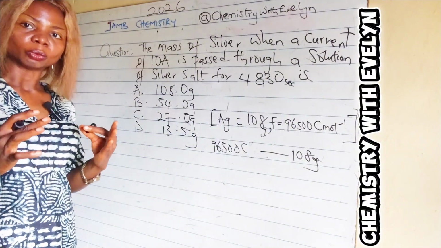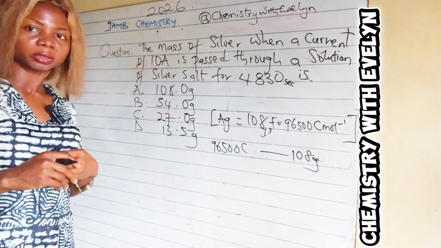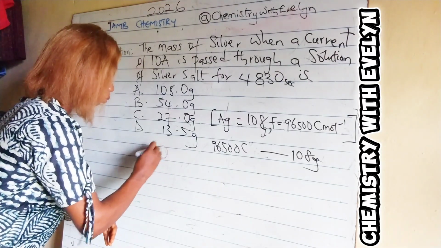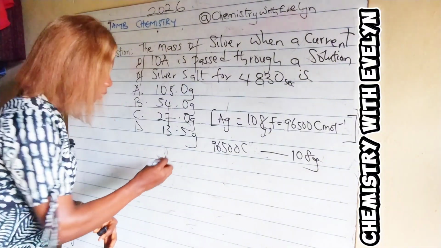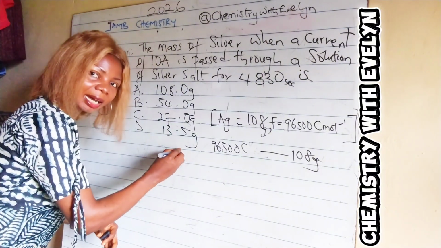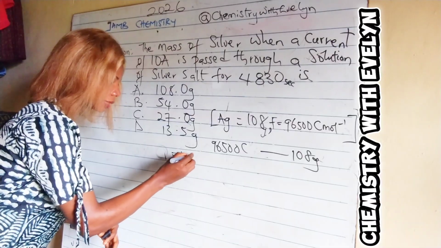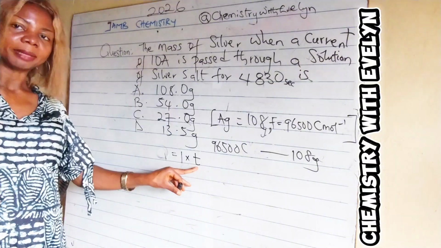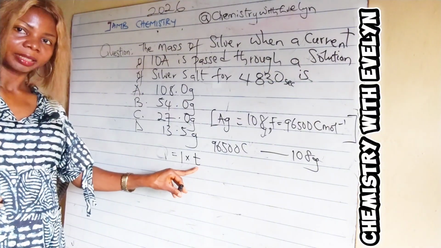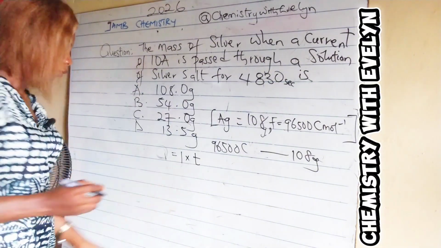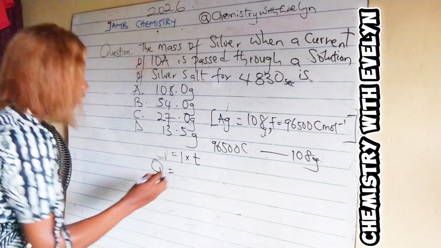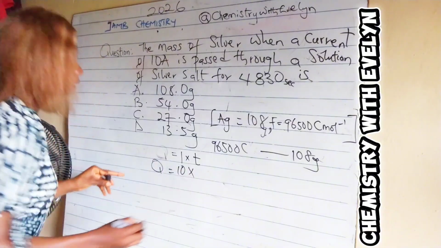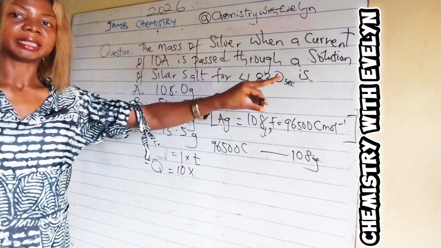That means we have to get the quantity of electricity. The quantity of electricity, in coulombs, is equal to the current in amperes times the time in seconds. So our current here is 10 amperes, times our time, which is 4,830 seconds.